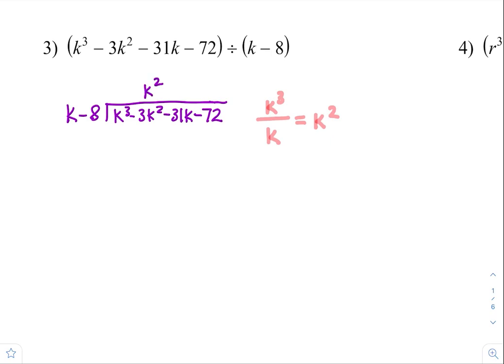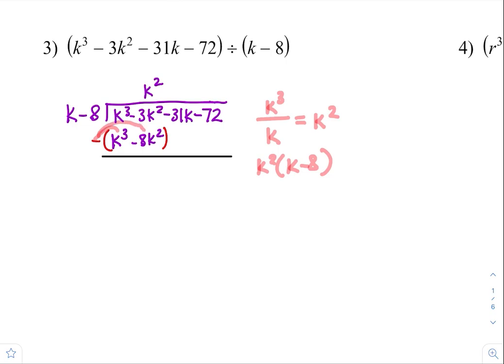Now remember, you guys, now you got to multiply this and distribute it to both of those. So k to the second times k minus 8, which is going to be k to the second times k is k to the third, k to the second times negative 8, negative 8k to the second. Now we need to subtract, and you distribute this to both, right, you guys?